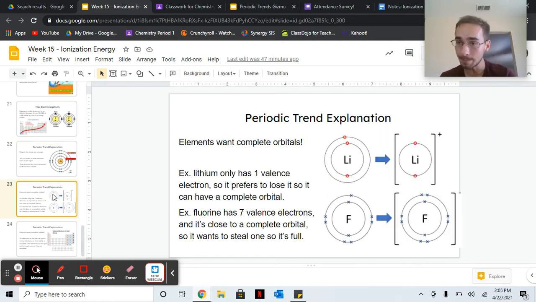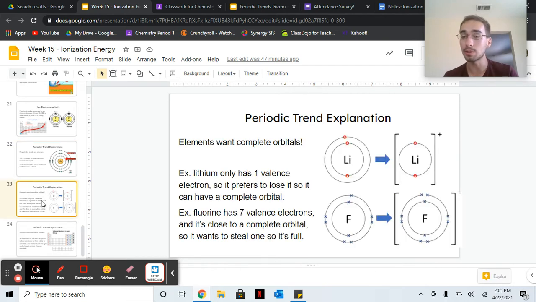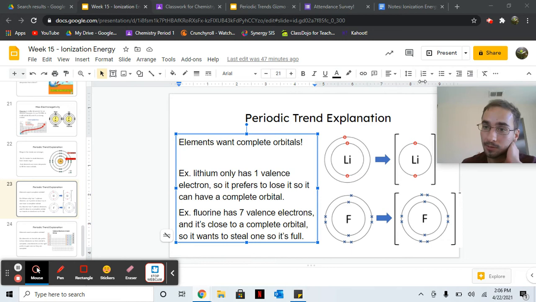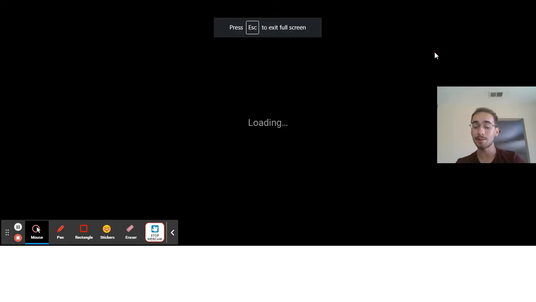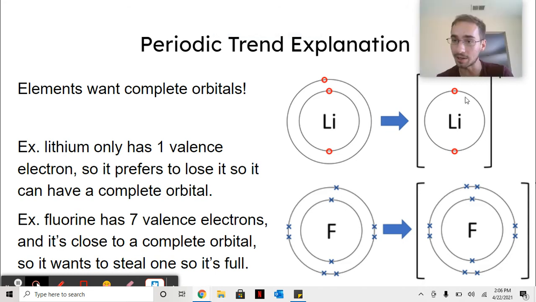So that was why when you go up, they get stronger in terms of ionization energy and electronegativity. The reason why when you go to the right, they get stronger. My right, your left. Anyways, the reason why when they're to the left, they're weaker is because elements want complete orbitals. That's when they're most stable and happy.